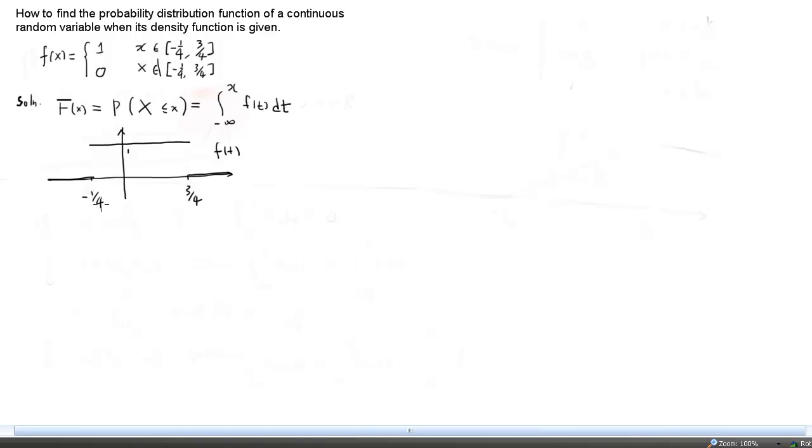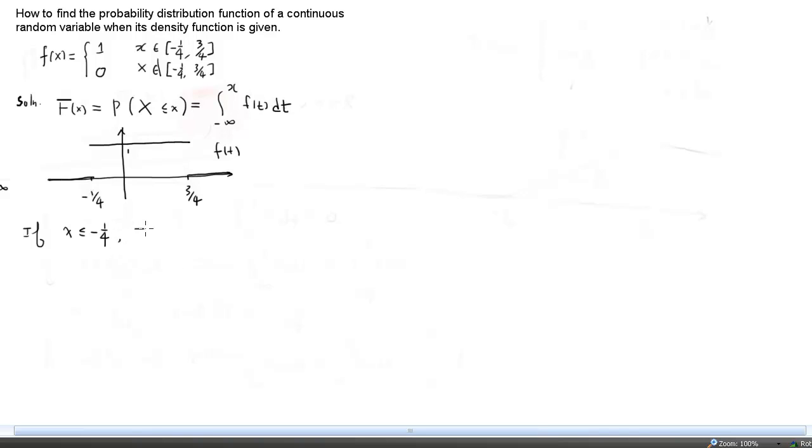And to integrate this function from negative infinity to x, we know this definite integral has a geometrical interpretation. The function is non-negative, so it's the area beneath the curve, but it depends on where this x is. So we actually need to look at 3 situations. If x is less than or equal to negative 1/4, so that means x is somewhere over here, then from negative infinity to negative 1/4, our function has 0 value.